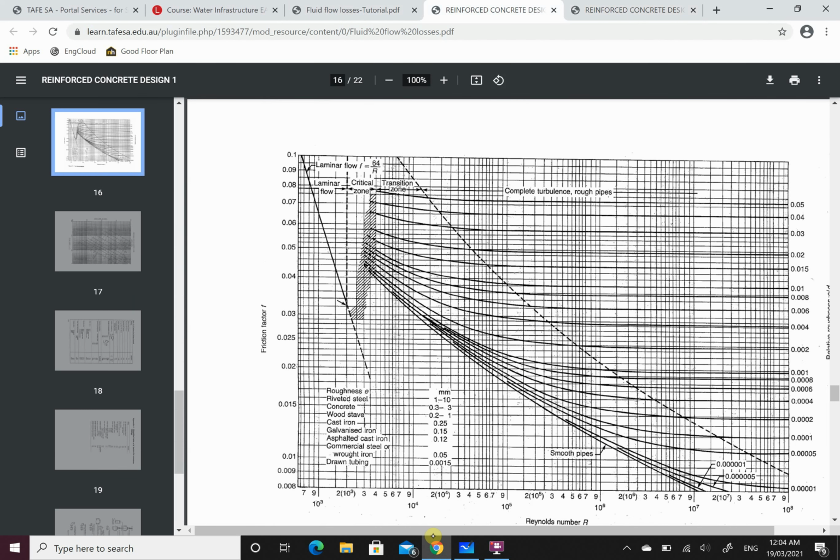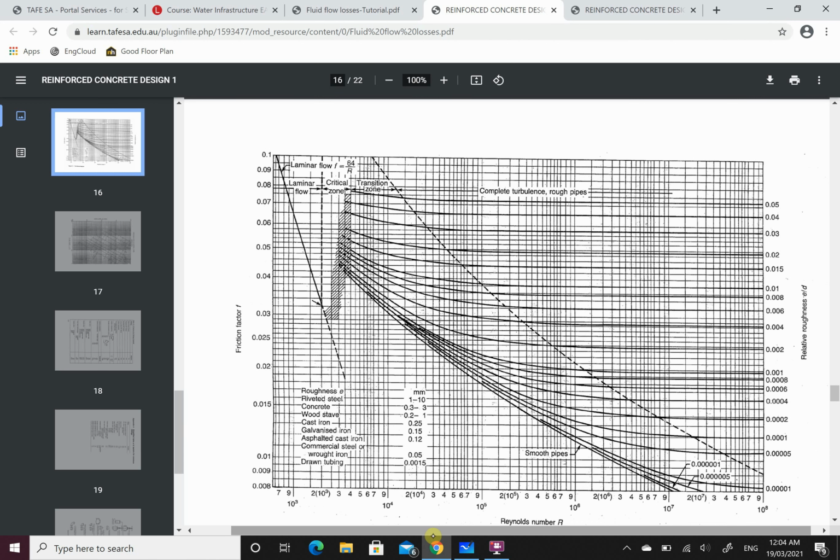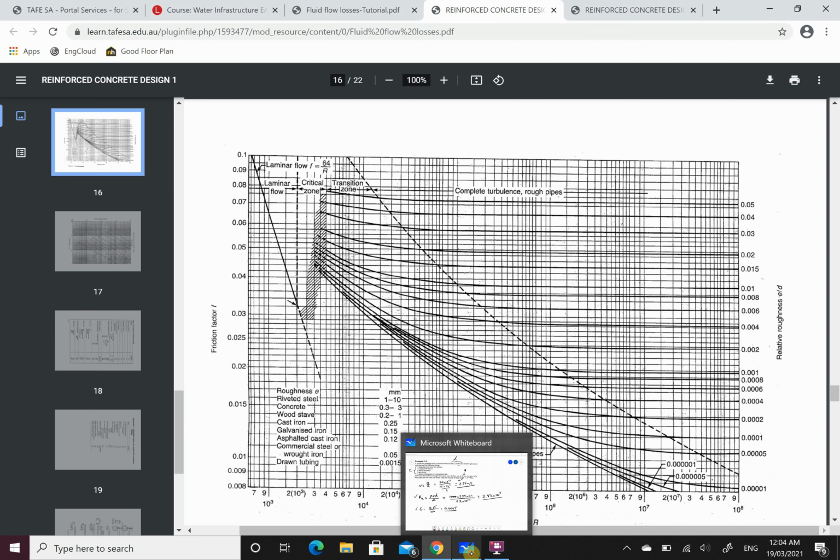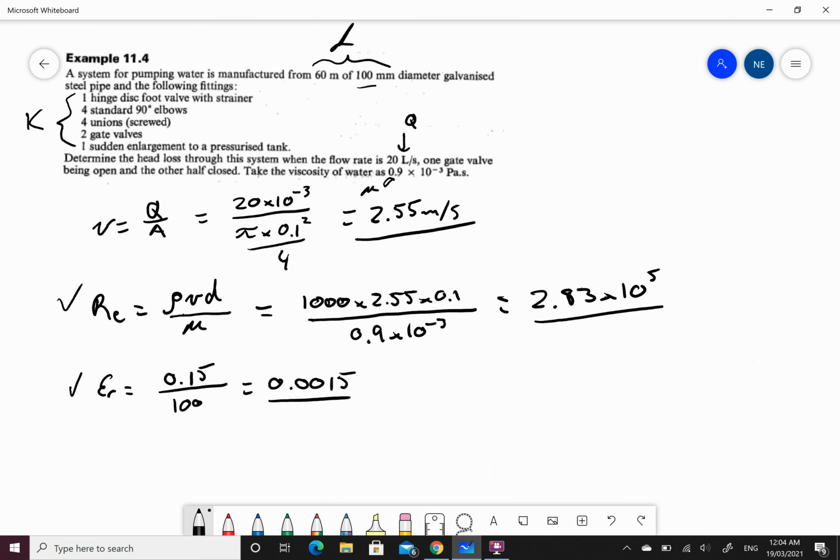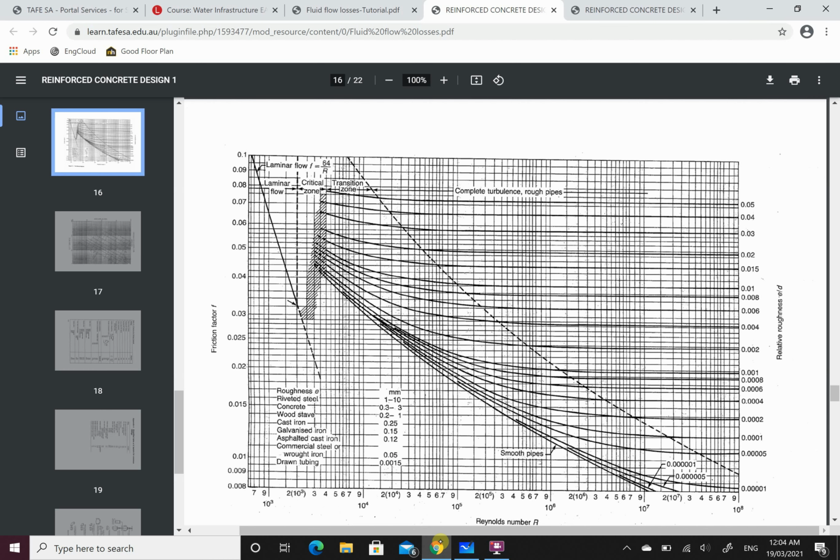So my relative roughness, this is where I've grabbed it from. Galvanized. The question says galvanized steel pipe, and we're taking it as the same roughness here. Galvanized steel, galvanized iron, we can take it as the same. So that sits in here somewhere.